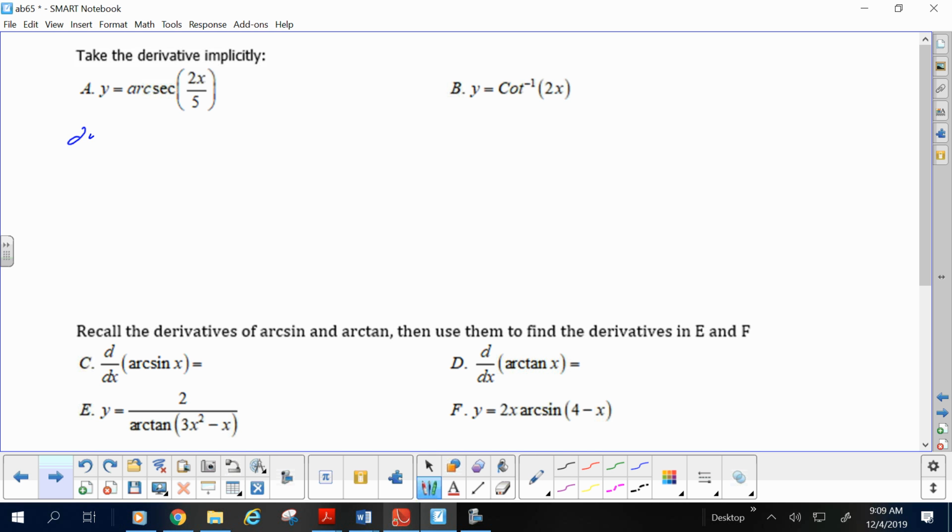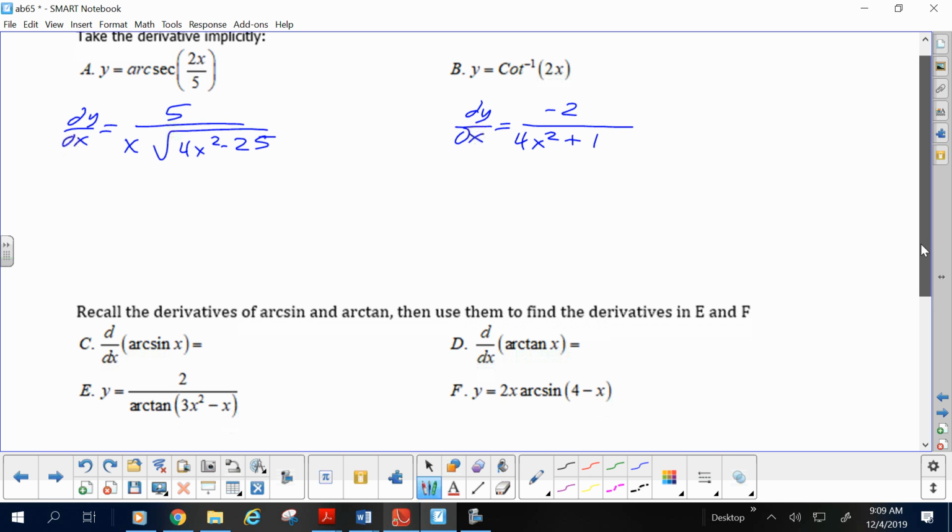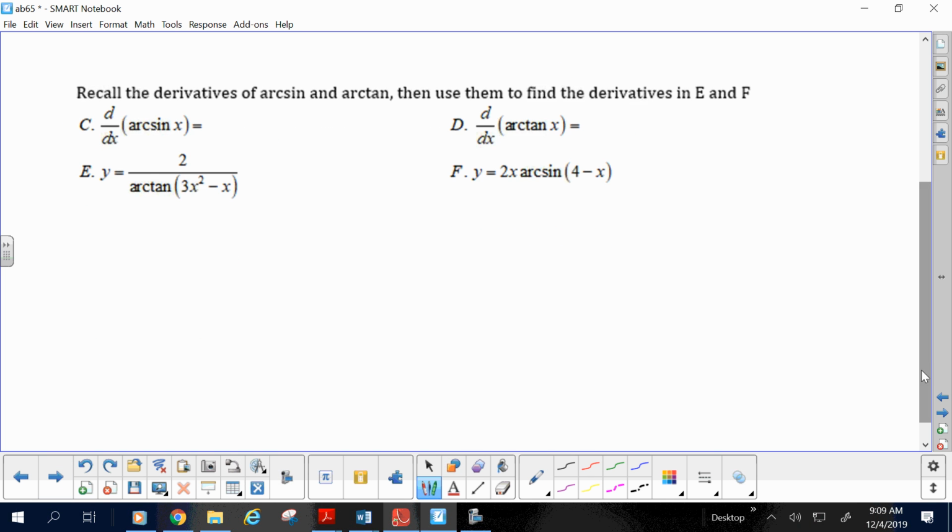For A, I have dy/dx is 5 over x root 4x squared minus 25. Okay? With process, obviously. dy/dx for B is negative 2 over 4x squared plus 1. Arcsine's derivative, just by recall, the more you write it, the more you remember it, is 1 over root 1 minus x squared. And arctangent is 1 over 1 plus x squared.